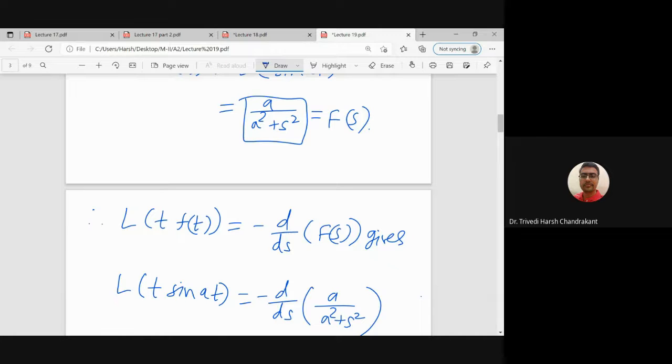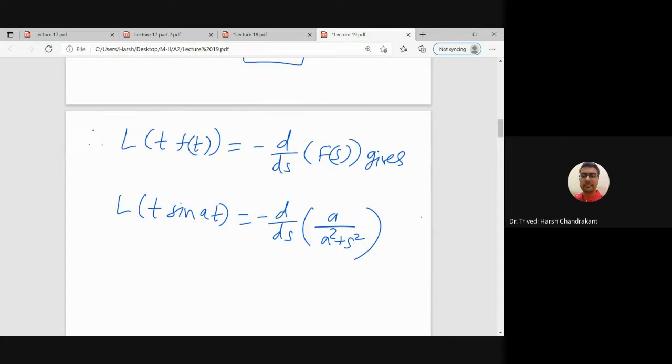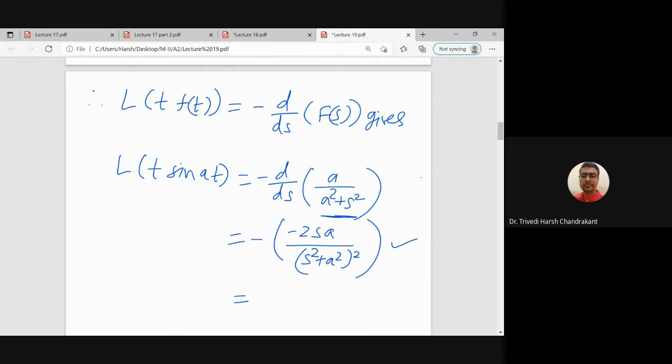This is a function of s which we are differentiating with respect to s, and a is a constant. Now we know the derivative formula of the division, that will give us minus 2sa divided by (s squared plus a squared) whole squared. Just differentiate this using the derivative formula of f divided by g: (f' g minus g' f) upon g squared. That will give us this formula. So finally the answer, minus minus plus, will give us 2as divided by the denominator squared.